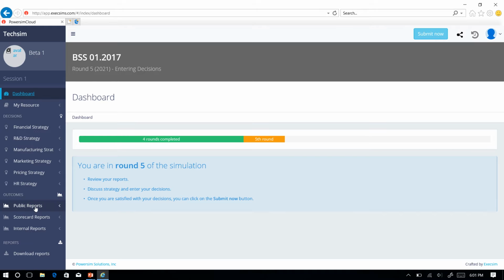So the first thing we're going to look at is the public reports section. And here we have the tables and graphs that are available for all the teams to view. So any information that one team is able to view under each of these sections, any other team could view the same exact information. So the first thing we're going to look at is the balance sheet.